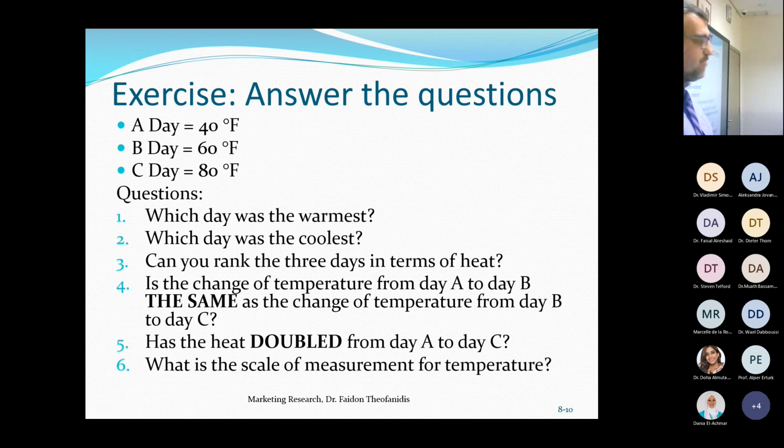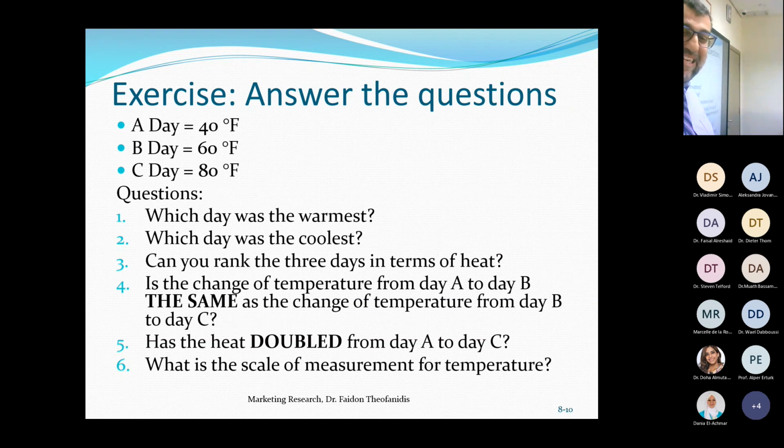Is the change of temperature from day A to day B the same as the change of temperature from day B to day C? From A to B, 20 degrees Fahrenheit, and from B to C, another 20 degrees Fahrenheit. So the answer to question 4 is yes, the change, the distances, are the same.